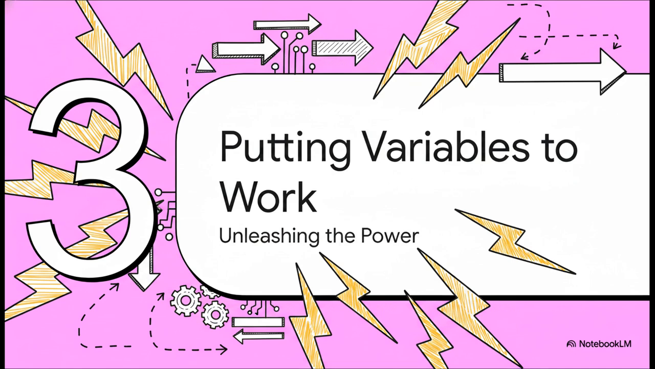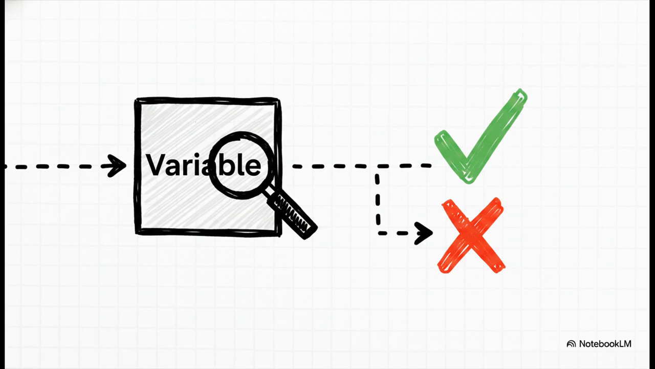All right, now that we've got the basics down, let's kick it up a notch. Let's see how variables let our scripts start making decisions and doing repetitive work for us. This is where they go from being simple storage boxes to being the heart and soul of intelligent automation. This is where things get really cool.